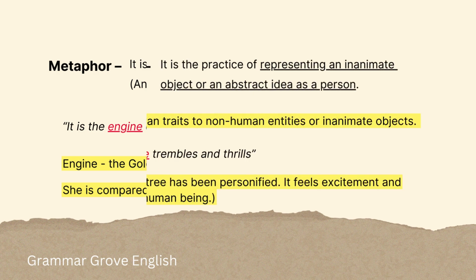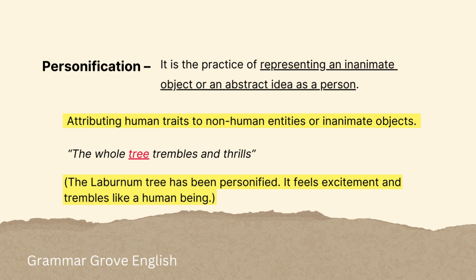Next, we have personification. When we personify inanimate objects or elements of nature, it is called personification. When we attribute human qualities to inanimate objects or non-humans, it is called personification. "The whole tree trembles and thrills." The tree trembles means the tree shakes, and thrills as in excitement. So the tree is feeling excitement and therefore it is shaking.